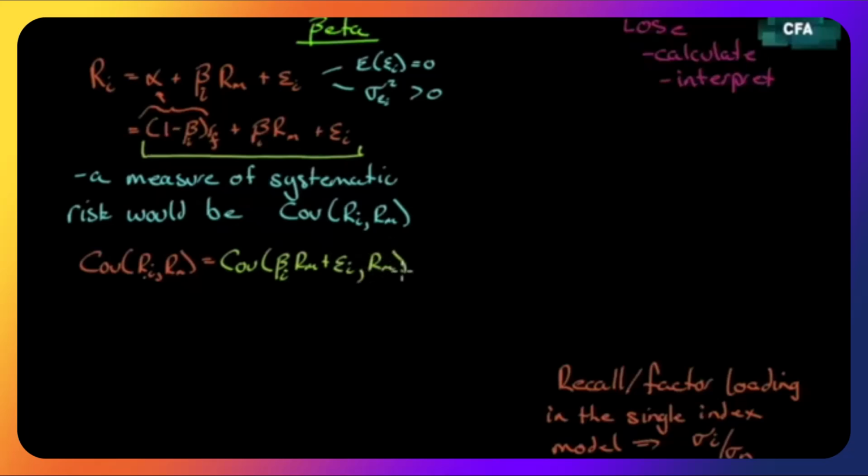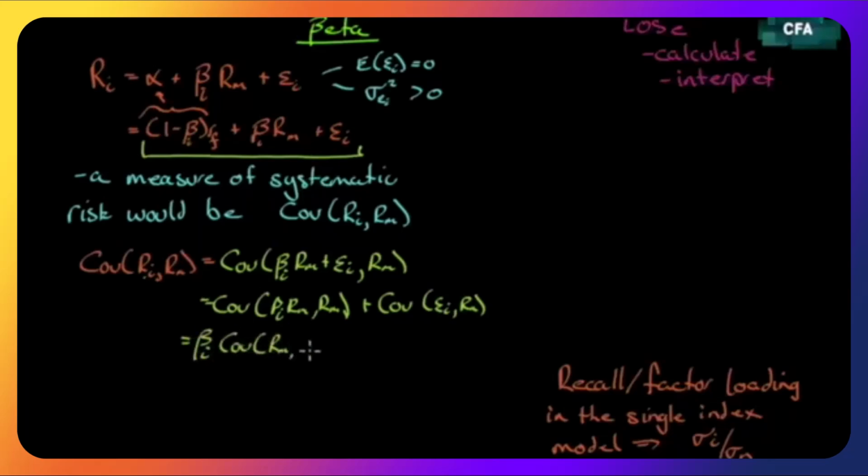When we have a plus sign, we can actually separate it. So we're actually looking for the covariance between beta_i R_m and R_m plus the covariance between epsilon_i and R_m. Well, we have beta R_m in here, so we can bring beta to the outside. It equals beta_i times the covariance of R_m and R_m plus the covariance of epsilon_i and R_m. Great. Isn't math wonderful what it can do for us?